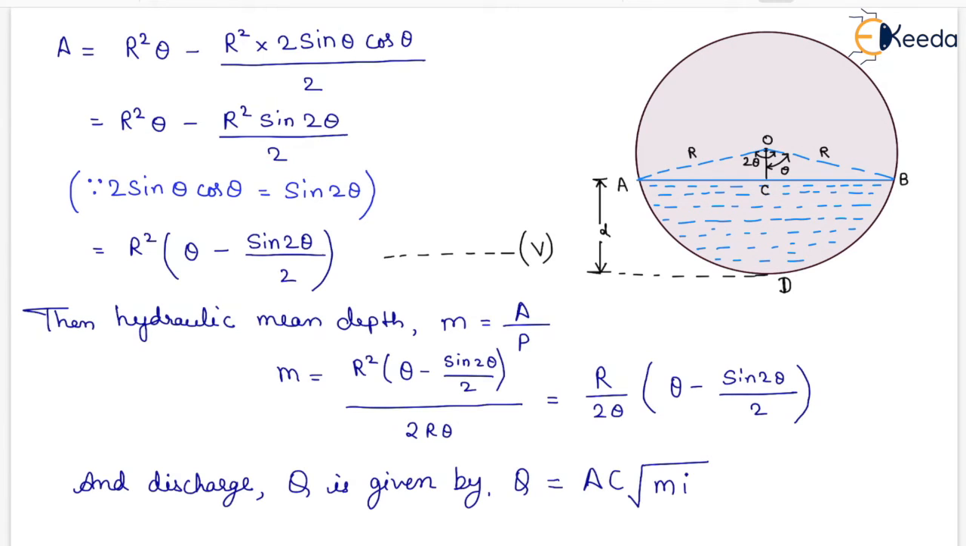Now we know that 2 sinθ cosθ equals sin2θ. So it will be equal to r²(θ minus sin2θ by 2). That is equation 5. Then hydraulic mean depth M equals A by P, that is wetted area upon wetted perimeter, which equals r upon 2θ into (θ minus sin2θ by 2). And discharge Q is given by AC√(MI).